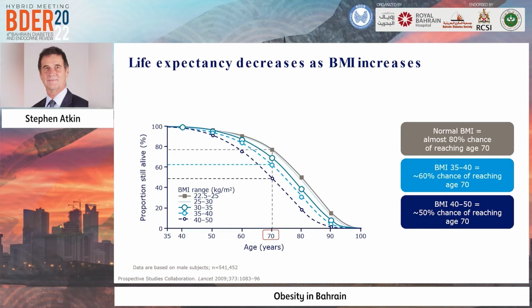The question then is, does it matter? And the answer is really shown here in part, which is a Kaplan-Meier curve. If you look at that in the brown, which is the normal BMI, what you're seeing is the proportion of people who are alive on the y-axis, and on the x-axis you're looking at age. If one looks at the age of 70, if you have a normal BMI, you have almost an 80% chance of reaching the age of 70. If you look here in the light blue, then what you can see is if your BMI is between 35 and 40, you've got around a 60% chance of reaching the age of 70. Whereas if you've got a BMI of 40 or 50, so you're morbidly obese, then in fact your chance of actually reaching 70 is only around 50%. So there's a marked decrease in your life expectancy as your weight goes up.